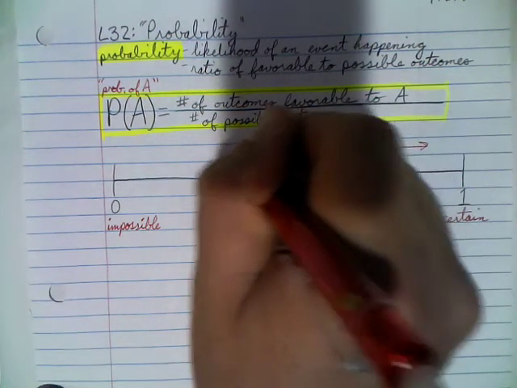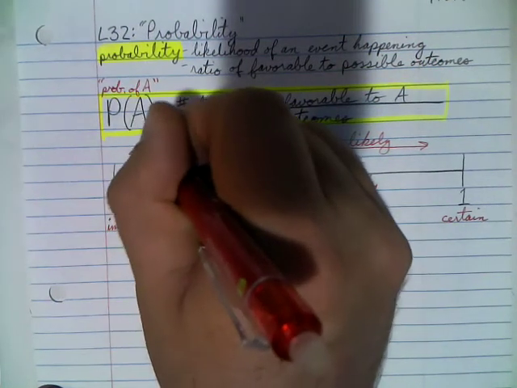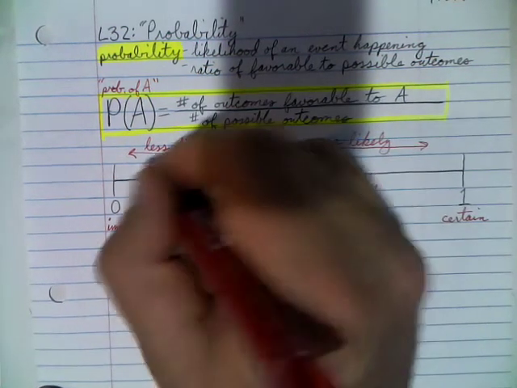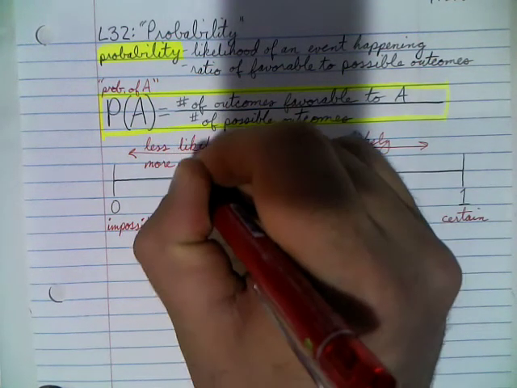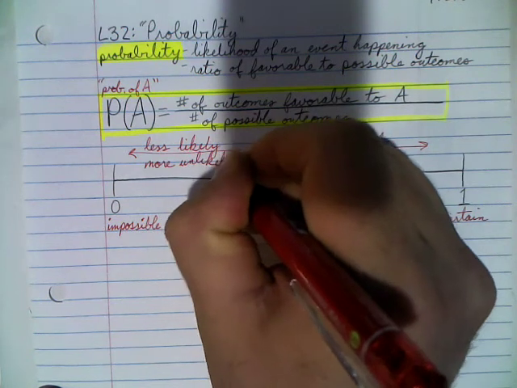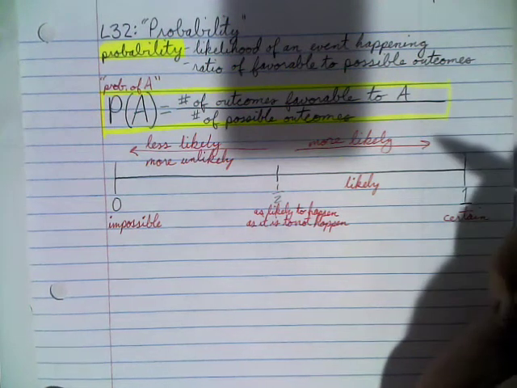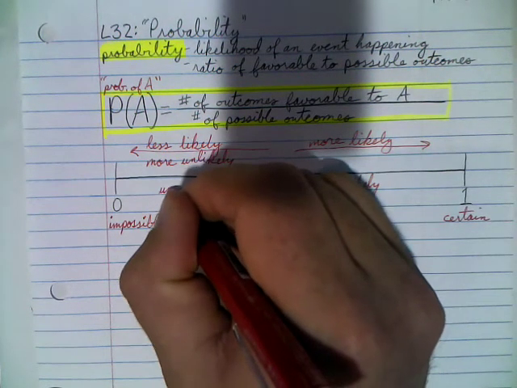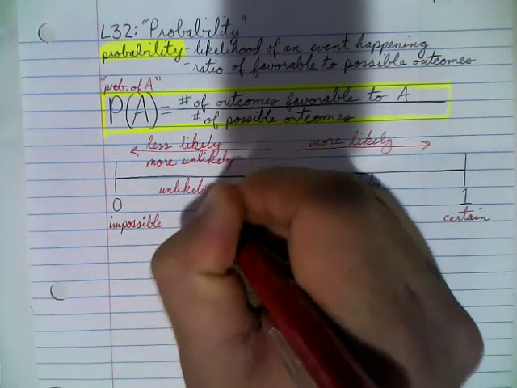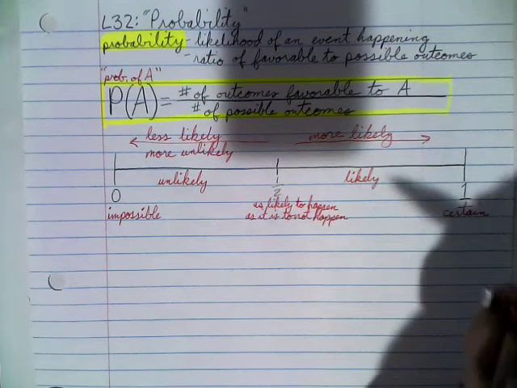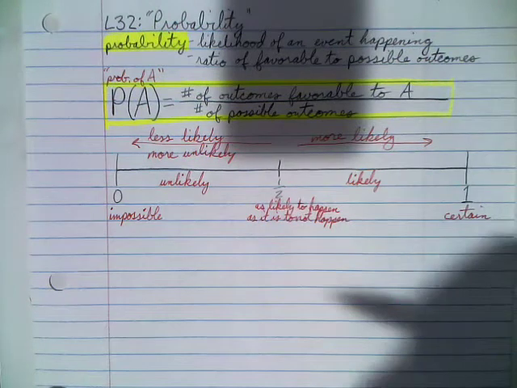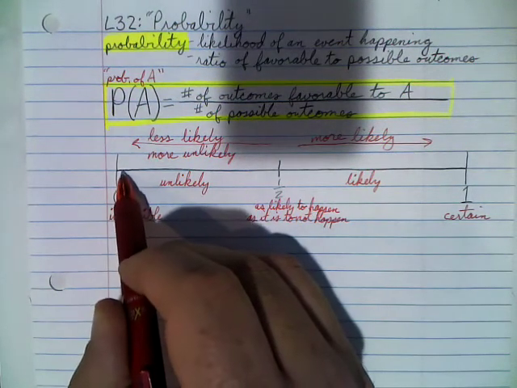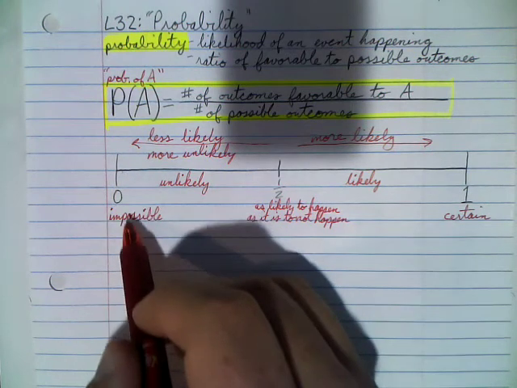The closer we get to 0, the less likely something is to happen. Or we could flip that around and say the more unlikely it is to happen. So all the probabilities between 0 and 1/2 could be described as unlikely. Depending on how close they are to 0 or how close they are to 1/2 would determine just how unlikely they are. In fact, if it's almost 0, we could say it's almost impossible.